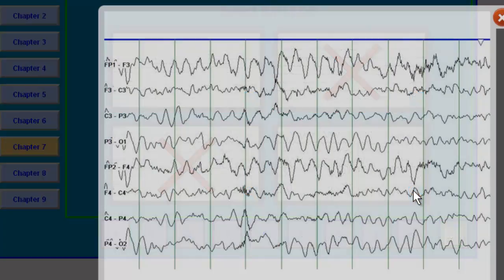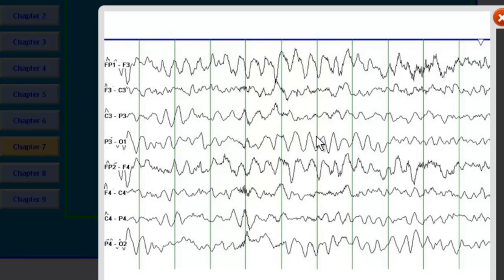What about this one? You see slowing. Between 2 green lines, you only see 2 waves. So this is delta activity and some theta activity. This is a mixture of delta and theta activity, but you do not see periodic discharges here. So this is a non-specific pattern.